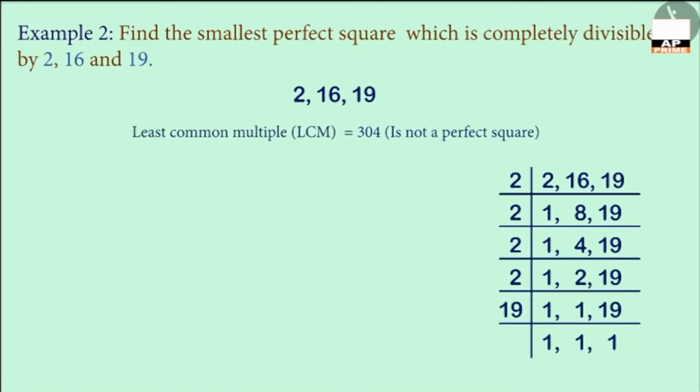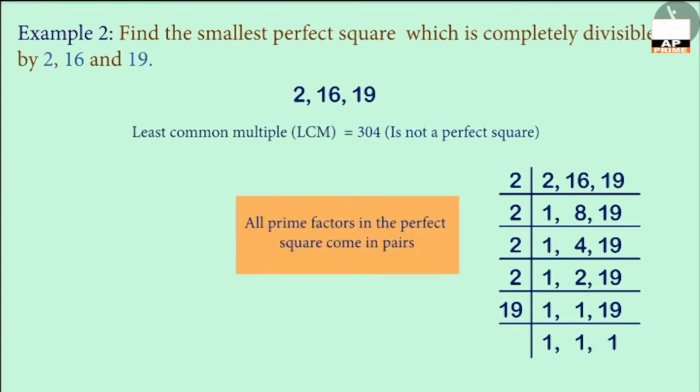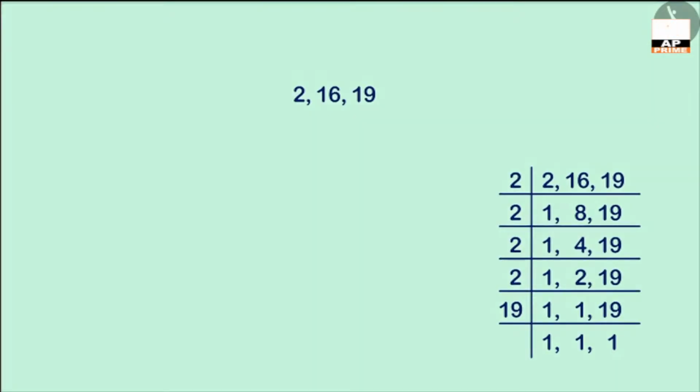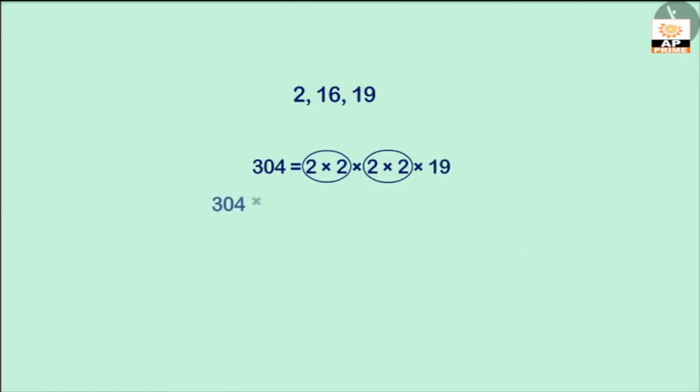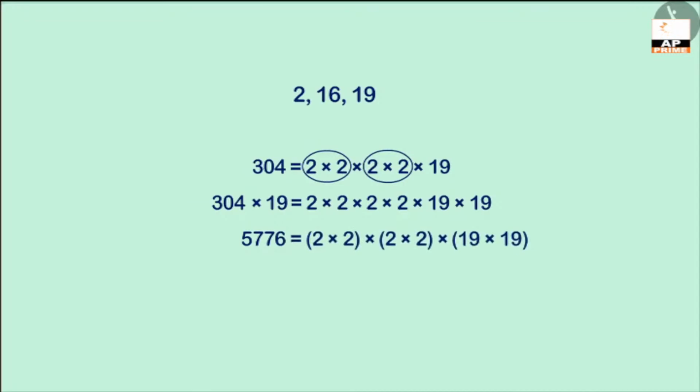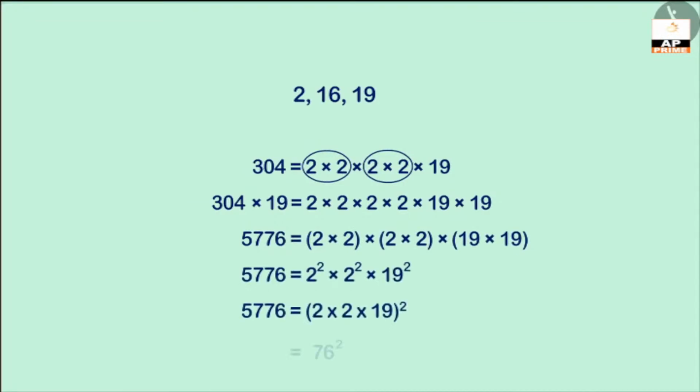The number 304 is not a perfect square, but here we need a perfect square. We know that all prime factors in the perfect square come in pairs. In prime factorization of the number 304, only number 19 is not in a pair. If we multiply both sides by 19, we get the number 5776 on the left-hand side, which is a perfect square. We can also see its prime factors on the right-hand side, where we will find all its prime factors in pairs.